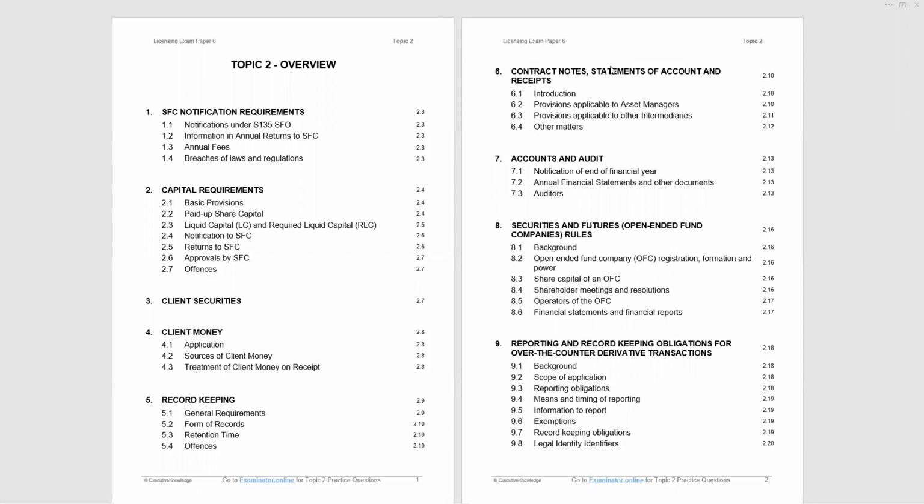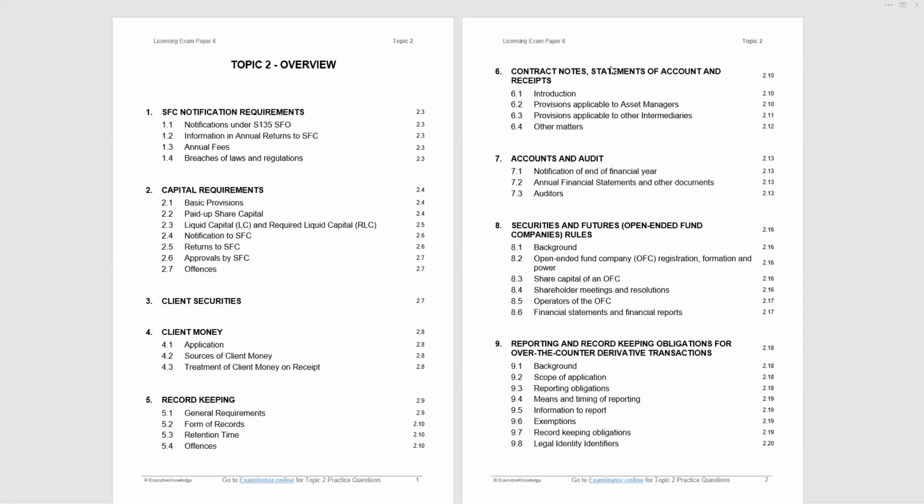Now, let's see what we have on the menu for topic 2. SFC notification requirements. I'm going to cover that very shortly. And there always seems to be at least 1 question on that section, and it's not very difficult. Then we have the financial resource rules, that is the capital requirements for asset managers. Section 3, there's not much to it at all. Client securities, the client securities rules, and paper 6, probably just 1 question. And as we will see, very few points to cover.